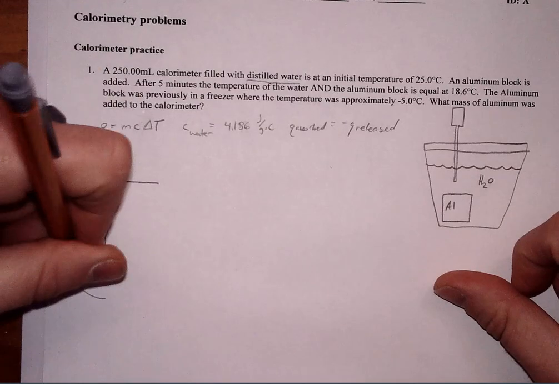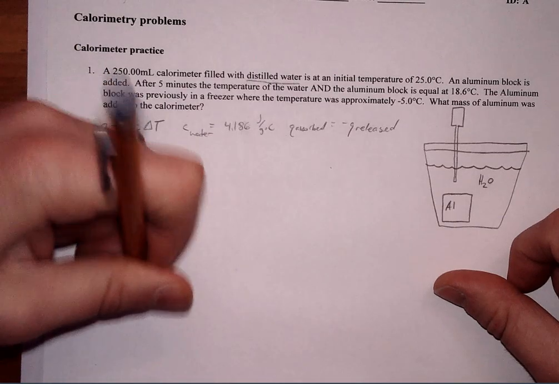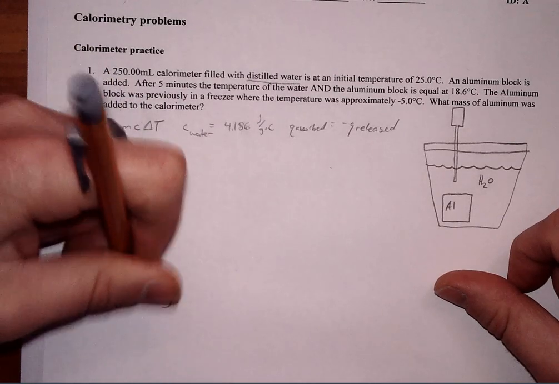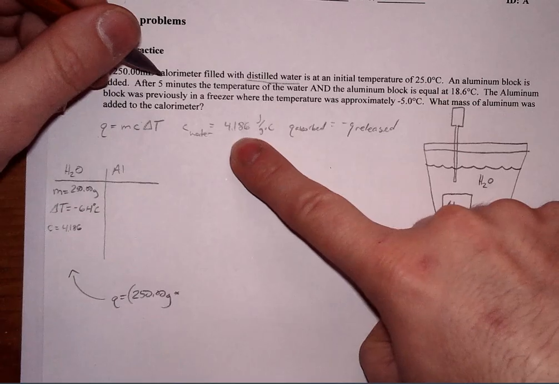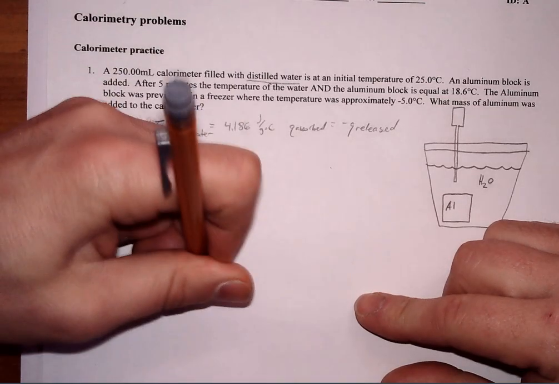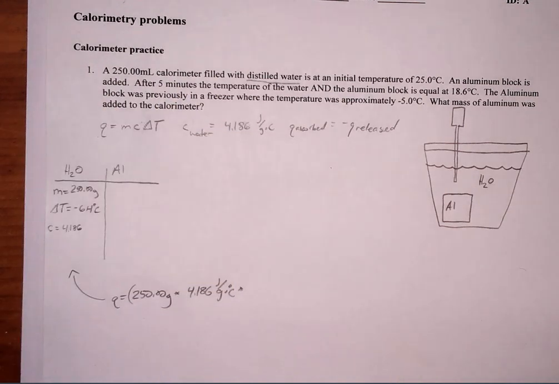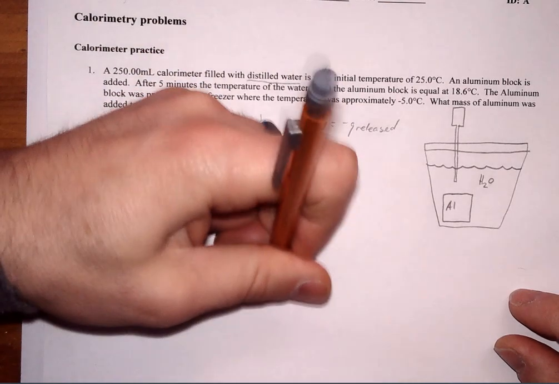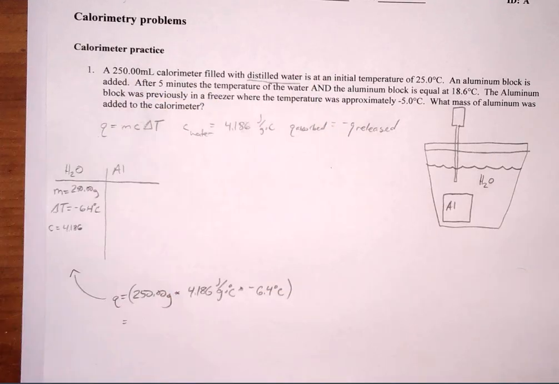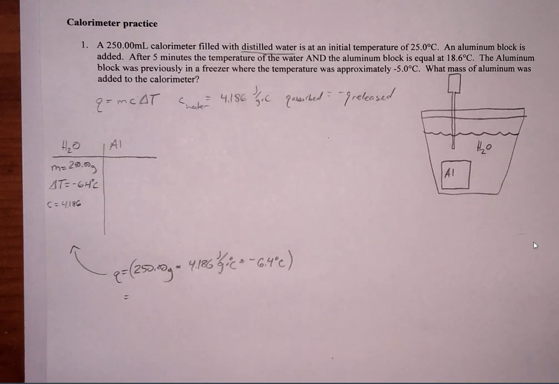So if I take the Q value of water, I say Q equals mc delta T, I just put in what I know, 250 grams because it was distilled water, multiplied by my specific heat of water here, which is 4.186. Finally multiplied by my delta T, which is negative 6.4. I'm going to get a number here. And that's going to be heat released by the water. Again, proven by the fact that my change in temp had to be negative.